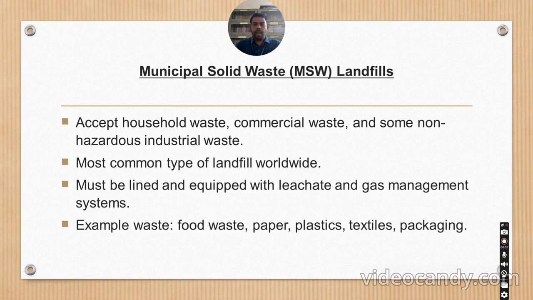After the landfill is configured, the formation of leachate and toxic gases must be handled with management systems, and we have to reduce them in that scenario. Examples of the waste included here are food waste, paper waste, plastic, textiles, packaging materials, and other elements. These parameters are involved in municipal solid waste landfills.